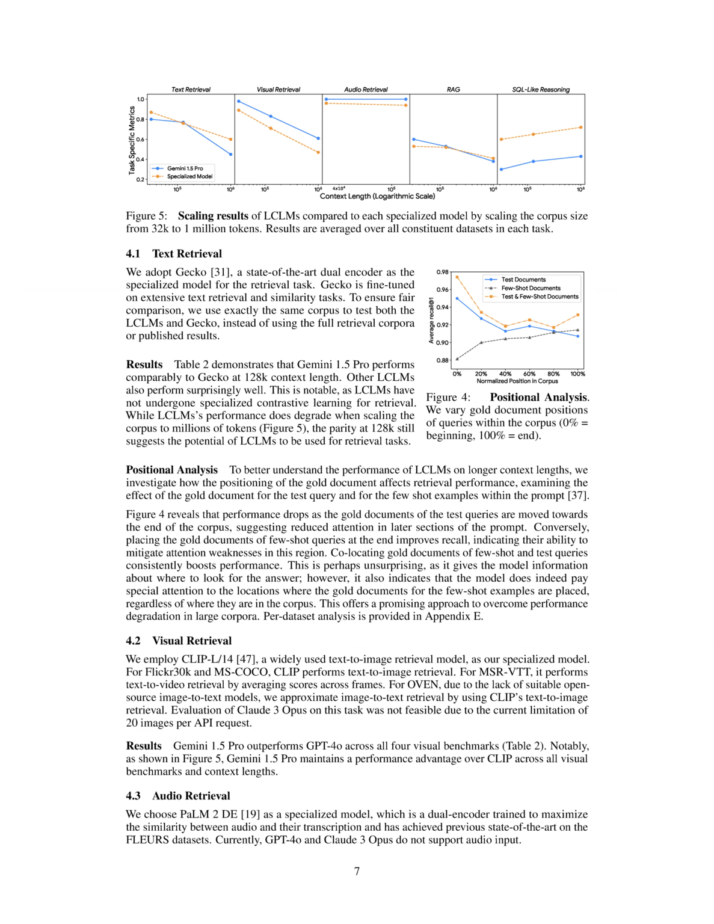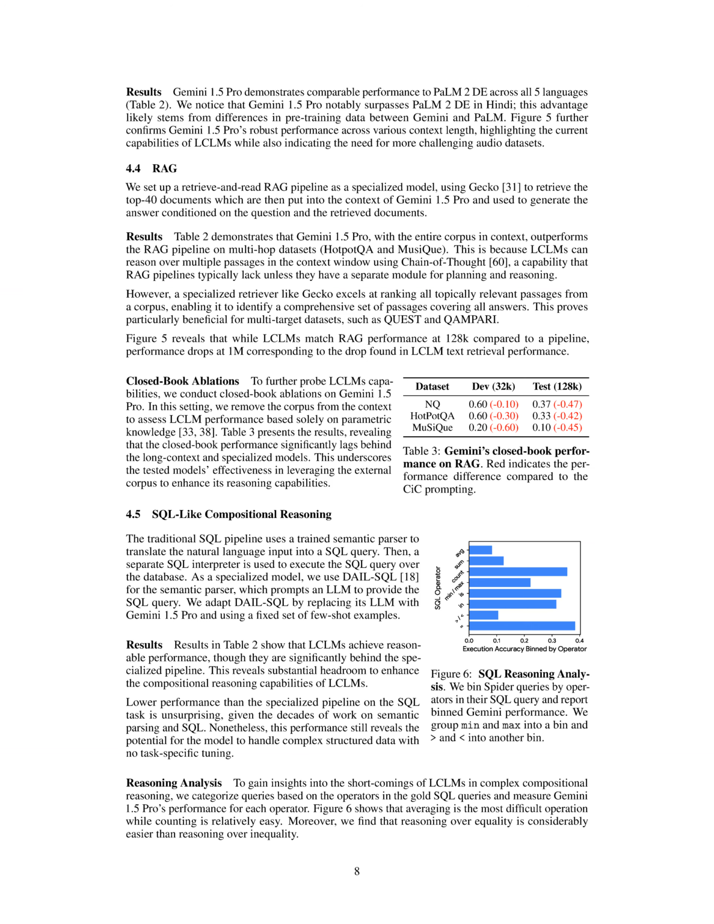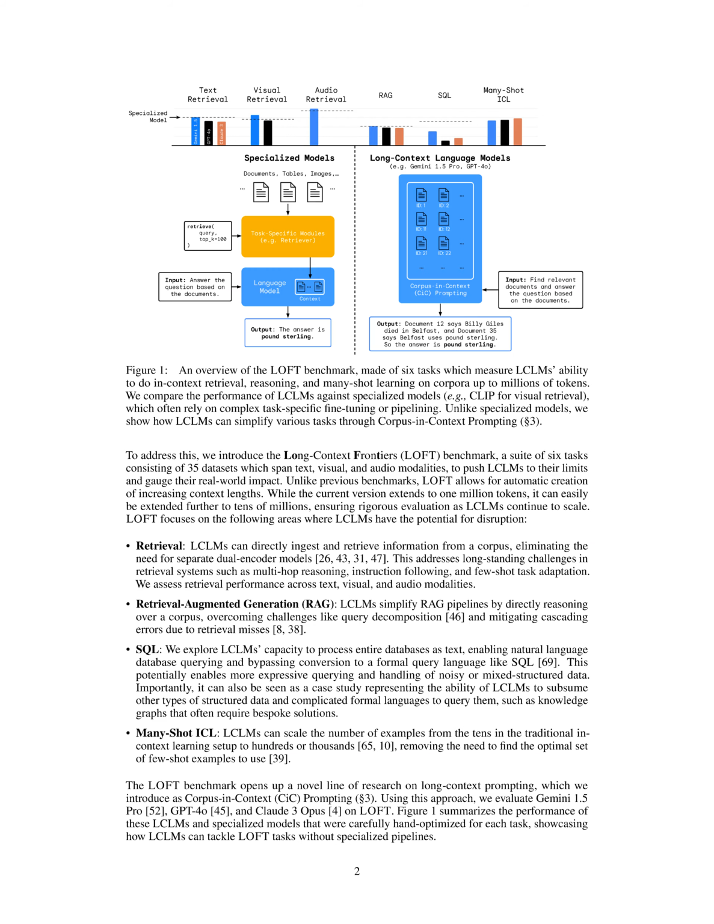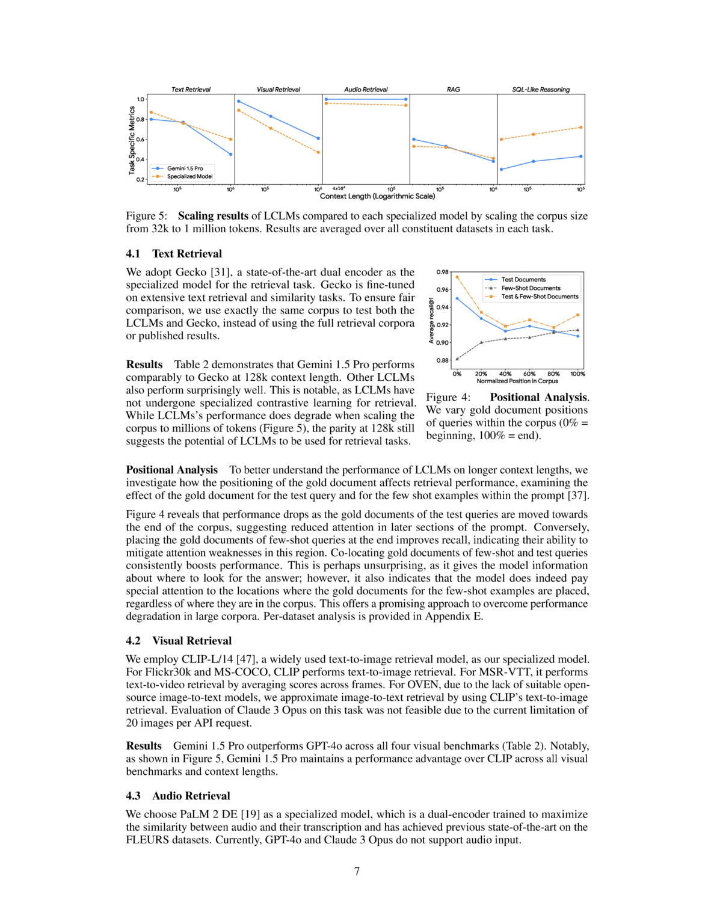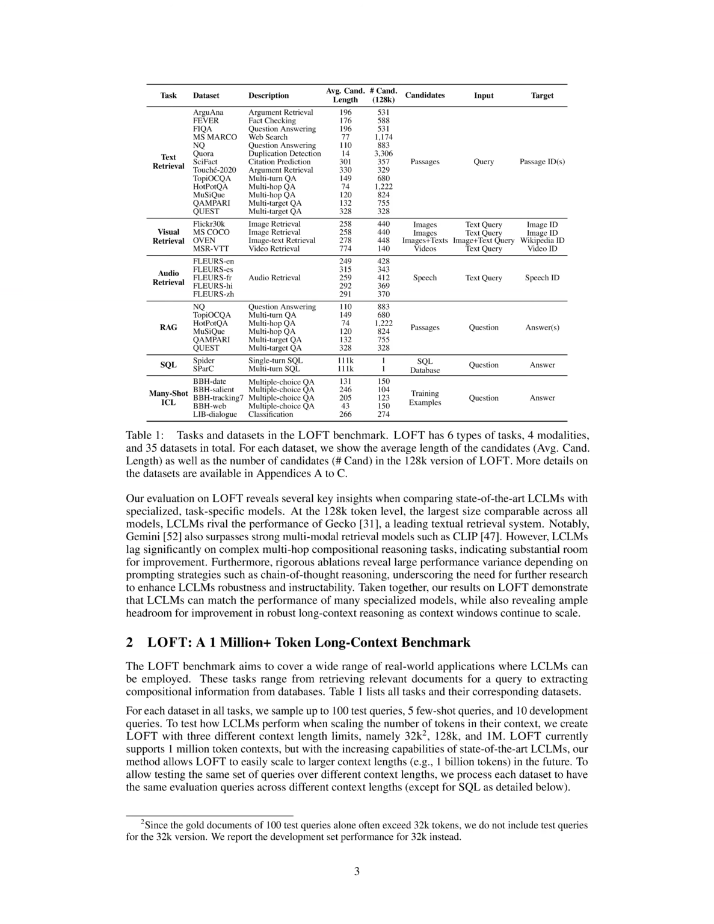In audio retrieval tasks, Gemini 1.5 Pro demonstrated comparable performance to a specialized model, PaLM 2 DE, across multiple languages. Furthermore, in retrieval augmented generation (RAG) tasks, Gemini 1.5 Pro surpassed a specialized RAG pipeline on multi-hop datasets like HotpotQA and MuSiQue. However, the performance of LCLMs, including Gemini 1.5 Pro, declined when scaling the corpus to millions of tokens, indicating room for improvement in handling larger contexts.